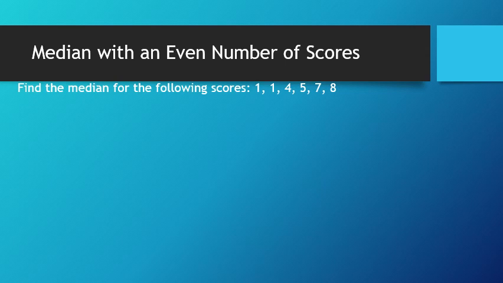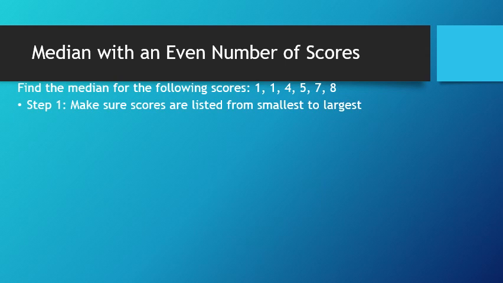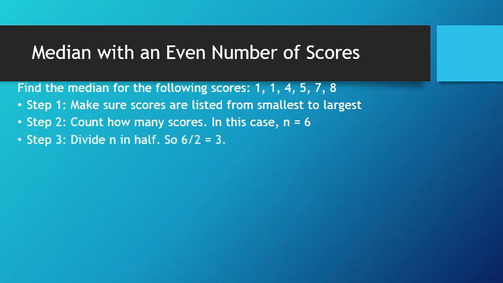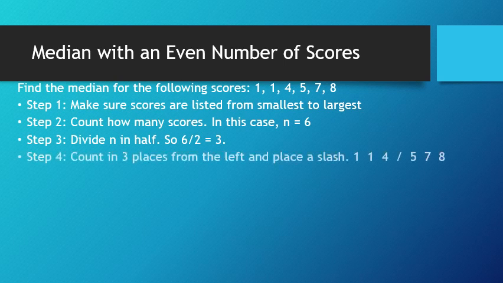Now let's find a median if we have an even number of scores. So find the median for the following scores. Step 1, make sure they're listed from smallest to largest. Again, they are. Count how many scores you have. In this case, there are 6 scores. That's an even number. The next step is to divide n in half. So 6 divided by 2 would give you 3.